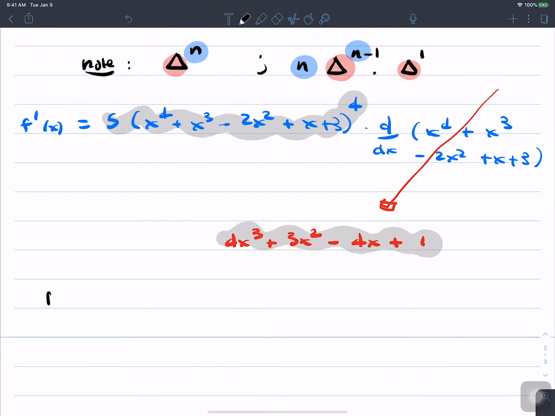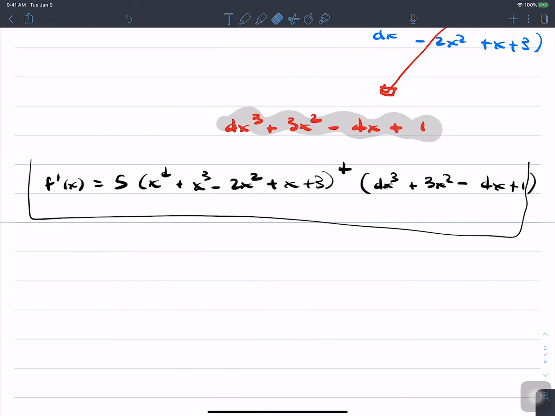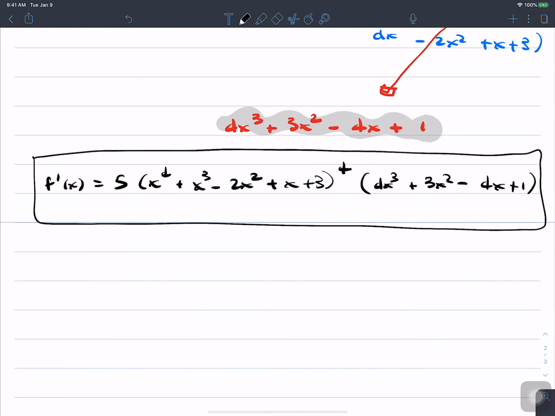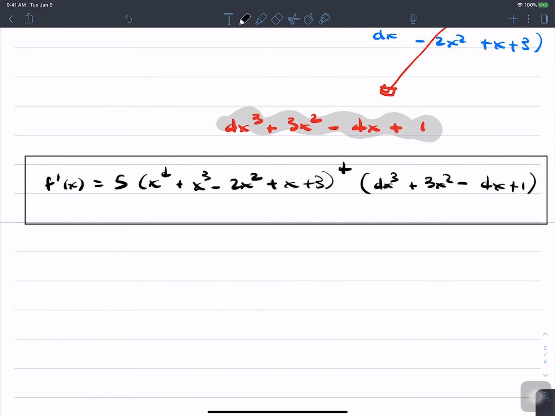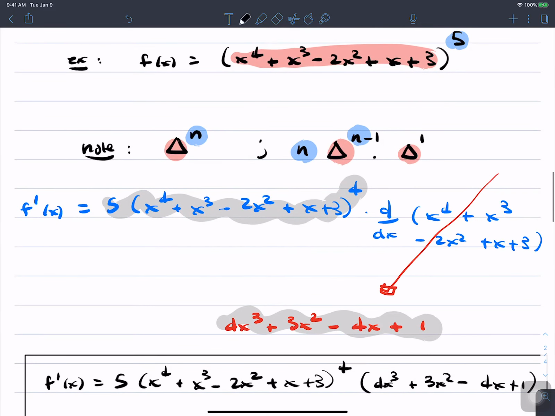Okay. F prime x, 5 (x to the fourth plus x cubed minus 2x squared plus x plus 3) to the fourth power, and then (4x cubed plus 3x squared minus 4x plus 1). And there it is. These are additional examples of using chain rule.